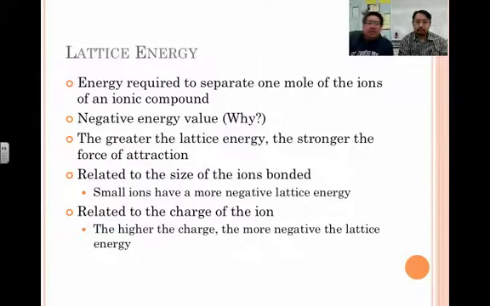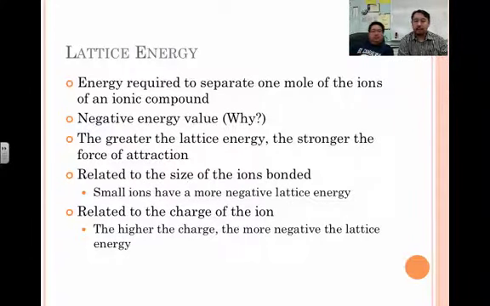Lattice energy. Lattice energy is energy specific for ionic compounds, and basically it's the energy necessary to separate a mole's worth of a compound. A mole doesn't mean anything to you yet, but it will in the future very soon. It's always a negative energy, and the reason is, remember it's an exothermic process, so this is energy leaving. So to break the bonds, we'd have to put the energy back in.